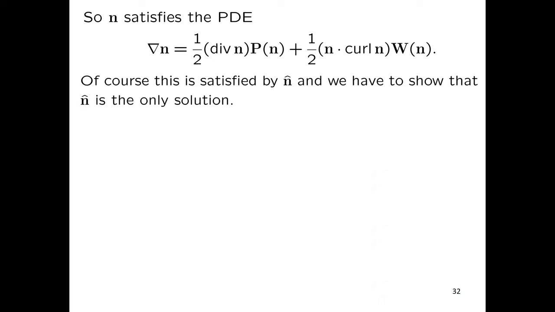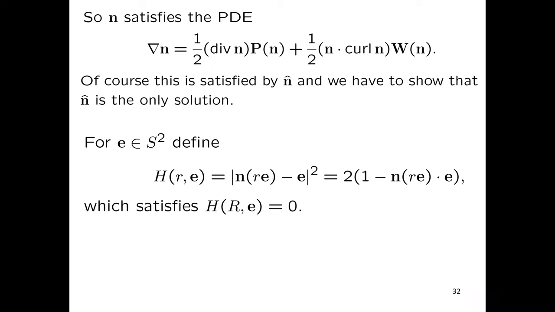The gradient of n is half the divergence of n times the projection plus half n dot curl n times W. Now, of course, this is satisfied by n hat. Check. You have to show that n hat is the only solution subject to the boundary condition. So for some e in the sphere, let h(r,e) be |n(re) minus e| squared. So we'd like to show that this is zero, because that's saying that n is equal to n hat. Well, if we calculate that, it's just 2 times 1 minus n(re) dot e.